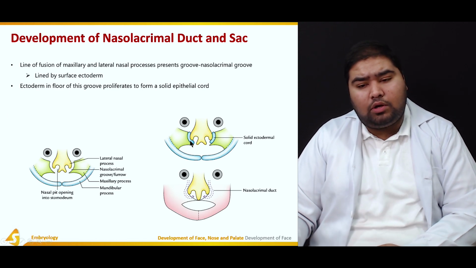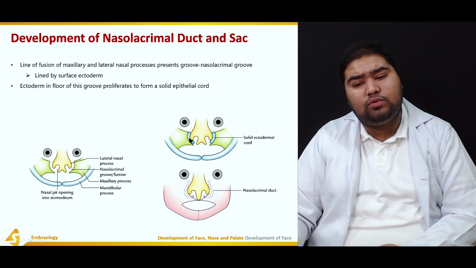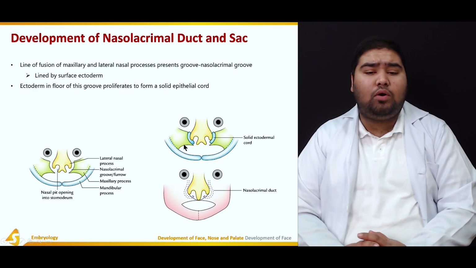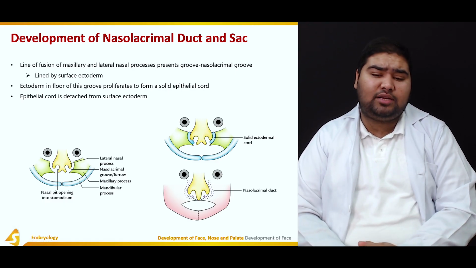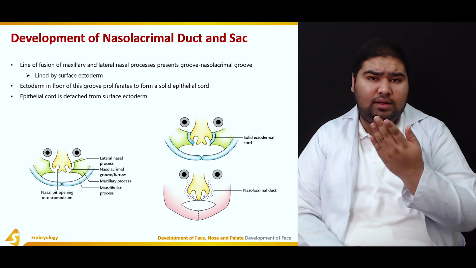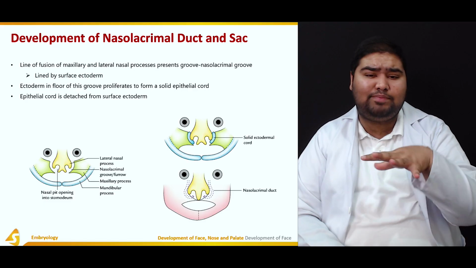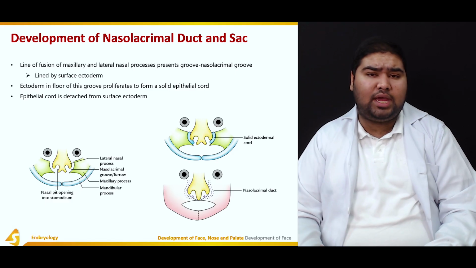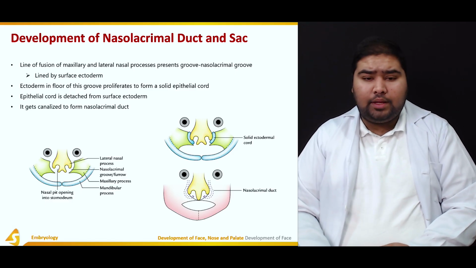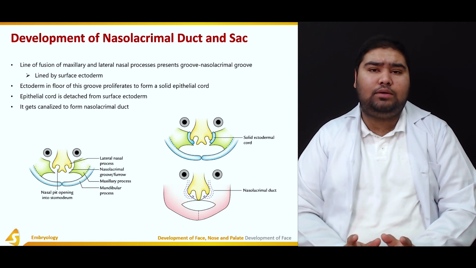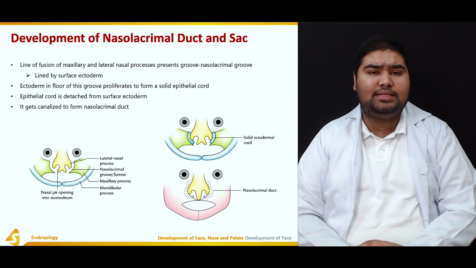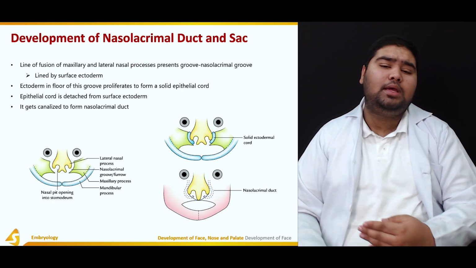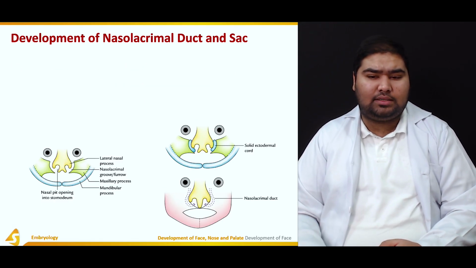This is the formation of the solid epithelial cord in between the lateral nasal process and the maxillary process. So this epithelial cord is finally detached from the surface ectoderm. That is, the surface ectoderm comes to cover the anterior aspect of the face, and the nasolacrimal duct is buried deep down, and it does not communicate openly to the exterior. Now it gets canalized. It was a solid cord initially, and now this cord gets canalized, and a lumen is formed within the nasolacrimal cord. At this point in time, it is now called the nasolacrimal duct.